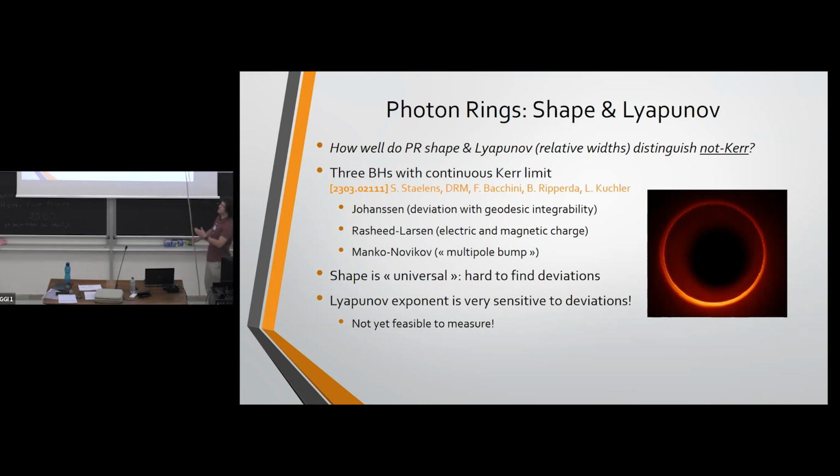This may not be a surprise, or it may be a surprise if you've seen very crazy black holes. But in general, if you look at the shape of these photon rings, it's very difficult to get something that deviates significantly from the Kerr shape. I can go into more details if you're interested, but as a slogan, that's very clear. The Lyapunov exponent, on the other hand, is very sensitive to deviations. If your black hole is a little bit different than Kerr, this will show up in the Lyapunov exponent. But again, this is not really feasible to measure.